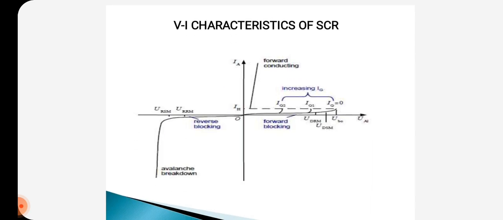Now the VI characteristics of SCR. The graph between voltage and current shows the forward conducting region, and in the reverse region there is reverse blocking and avalanche breakdown present.